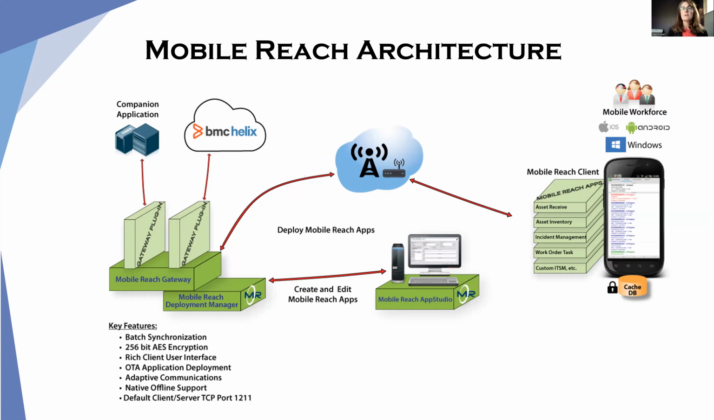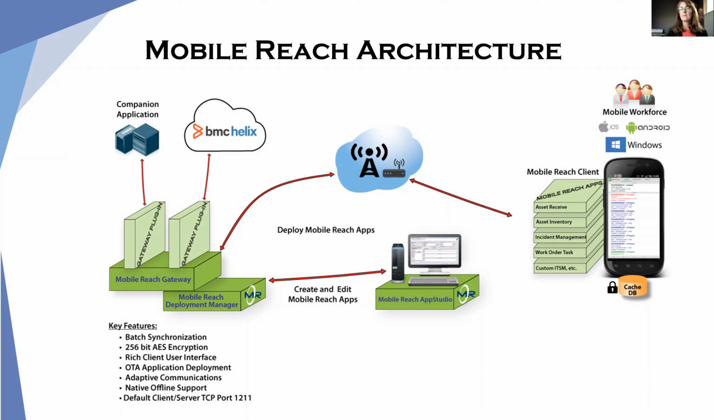So the Mobile Reach platform is basically split up into 3 different components. The first component is the Mobile Reach Gateway, which we were talking about earlier, is now installed in your environment. And the Mobile Reach Gateway is what's directly connected to your BMC system. And basically the gateway interprets all of the information that flows from your Mobile Reach clients, which are your mobile users. The Mobile Reach client is the app that's downloaded onto any of your mobile devices. And that's what actually runs all of those applets.